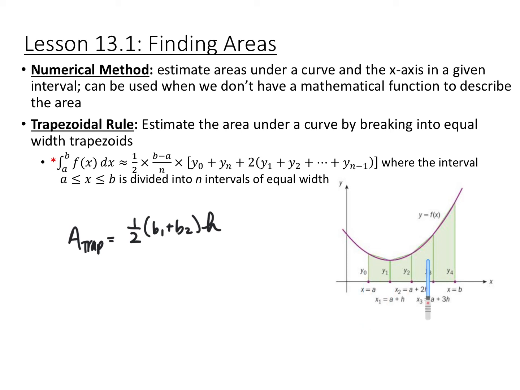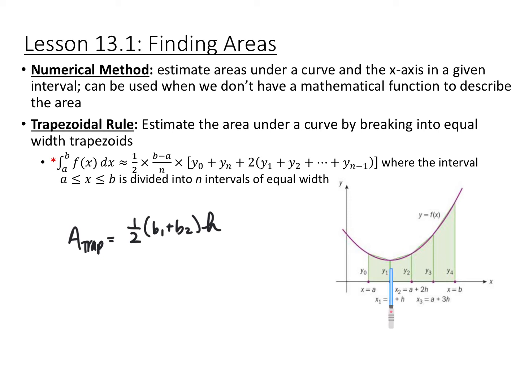So if I want to sum up all these trapezoids, I'm going to have 1/2. I need to figure out what the height is, which is going to be the same for every single one of these. So it's just whatever my whole interval is, b minus a, divided by n, how many trapezoids I want. And then I'm going to sum up the heights.